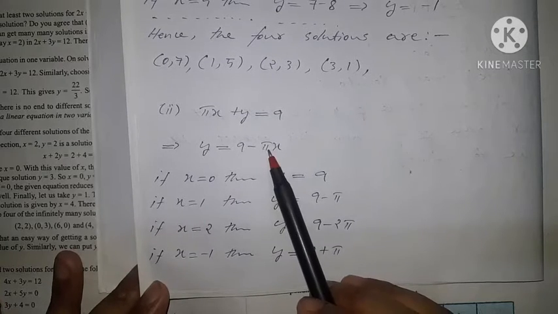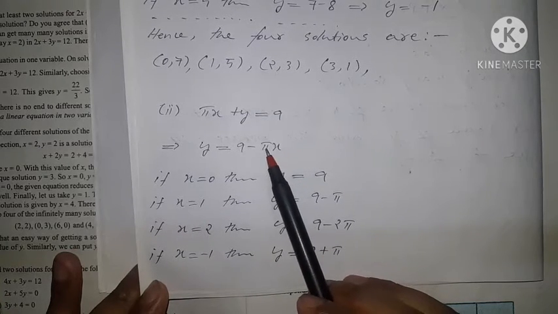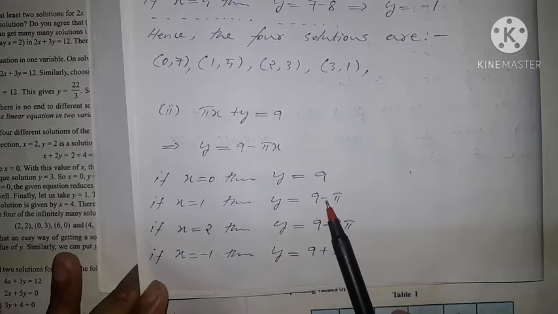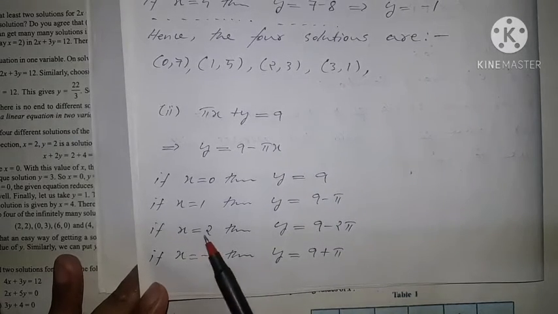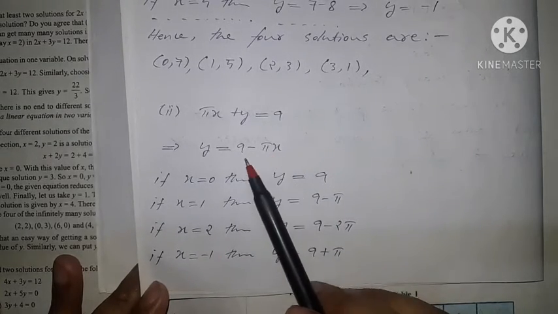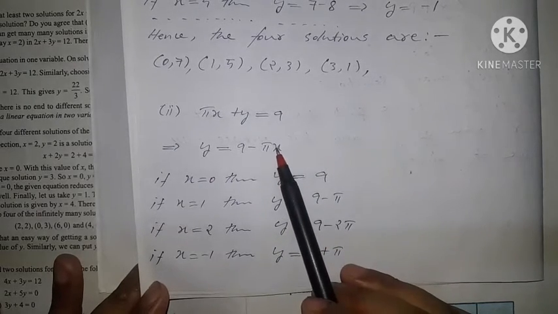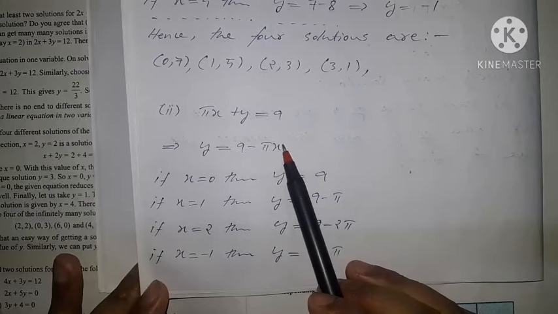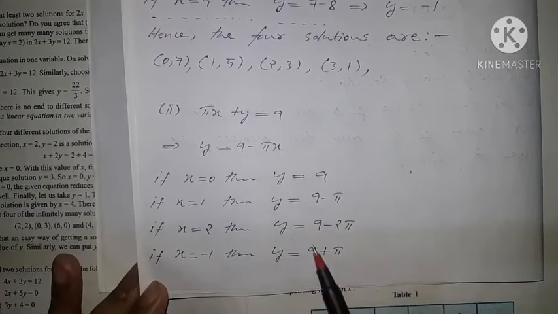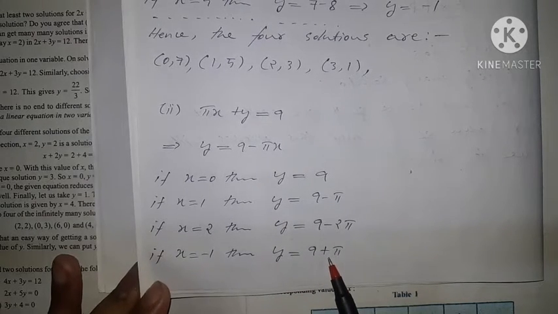If x equals 1, this will become 1 into pi, that is pi, so therefore y equals 9 minus pi. If x equals 2, this becomes twice pi, so y equals 9 minus twice pi. If we put x equals minus 1, minus minus becomes plus, so therefore y equals 9 plus pi.